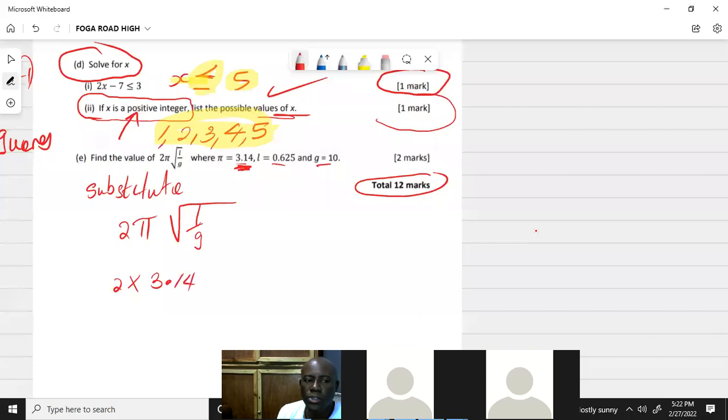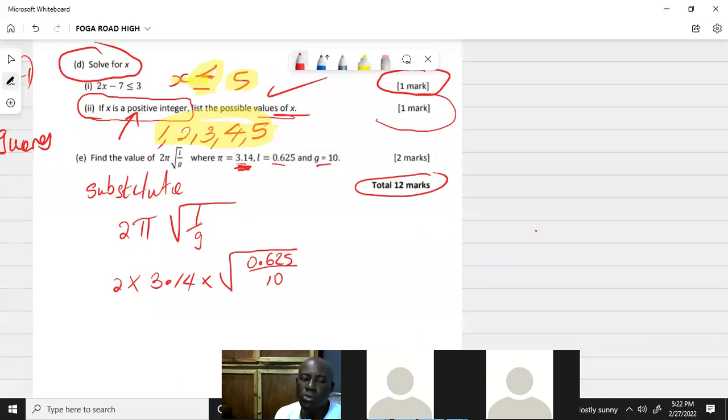3.14. So we just did the 2 pi part. Then they're saying that this will multiply by the square root of L, which is 0.625 over G, which is 10. No biggie. All we have to do is to take our time and work out these on our calculator. So we're going to do that.